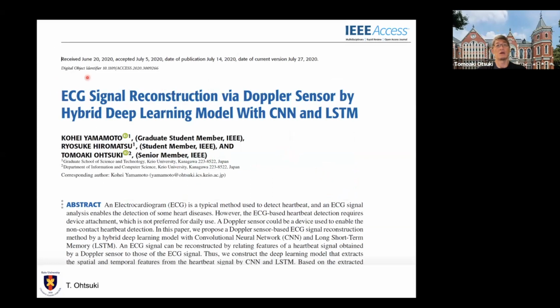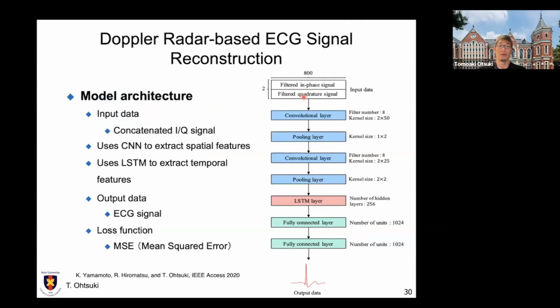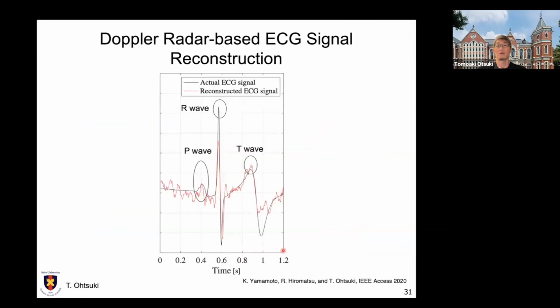Particularly, we focused on ECG signal reconstruction via Doppler sensor by using a deep learning model. Again, this is the structure, and this is also the usual one, like a convolution layer, pooling layer, LSTM layer, fully connected layer, and so on. Then, applying this technique, we can reconstruct the ECG signal from the Doppler signal like this.